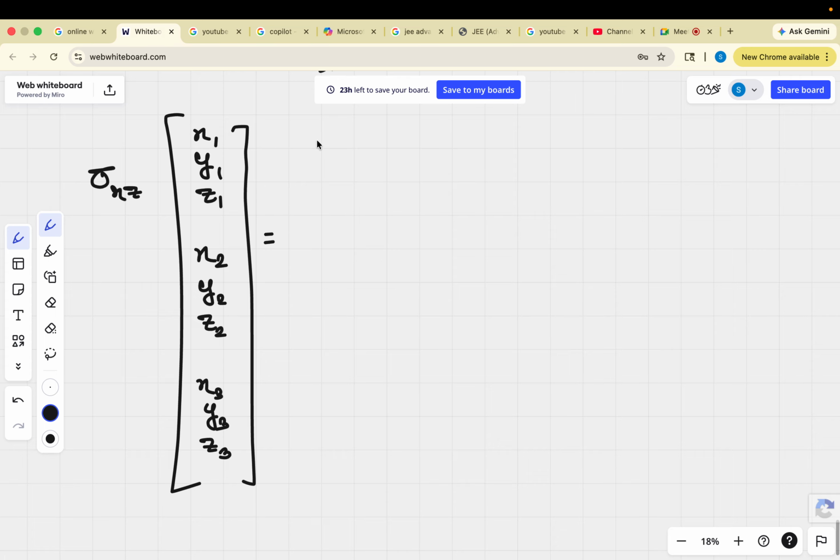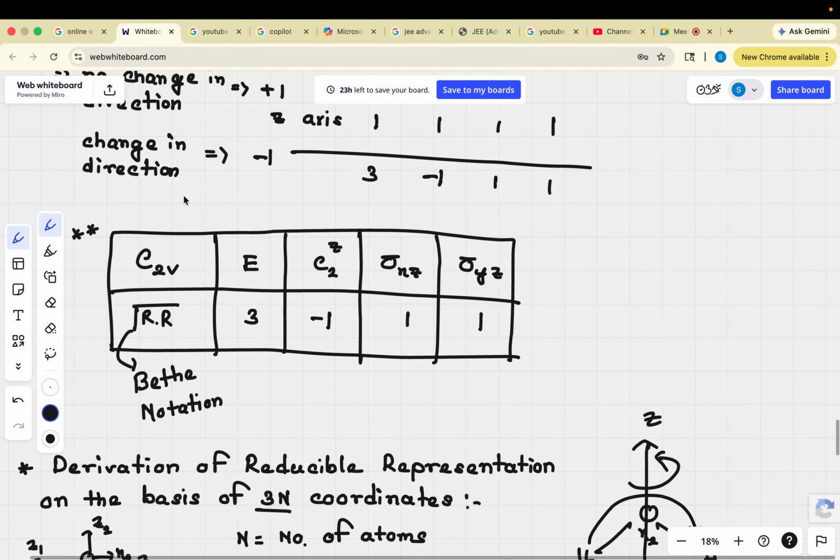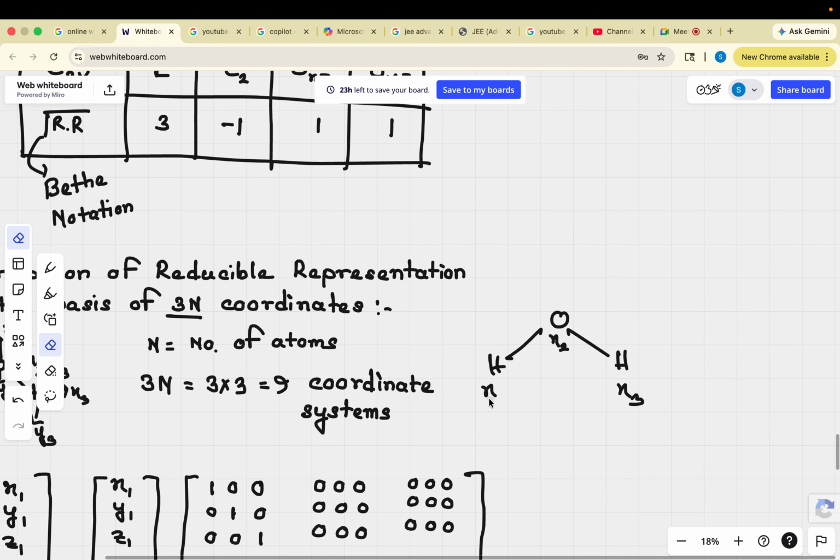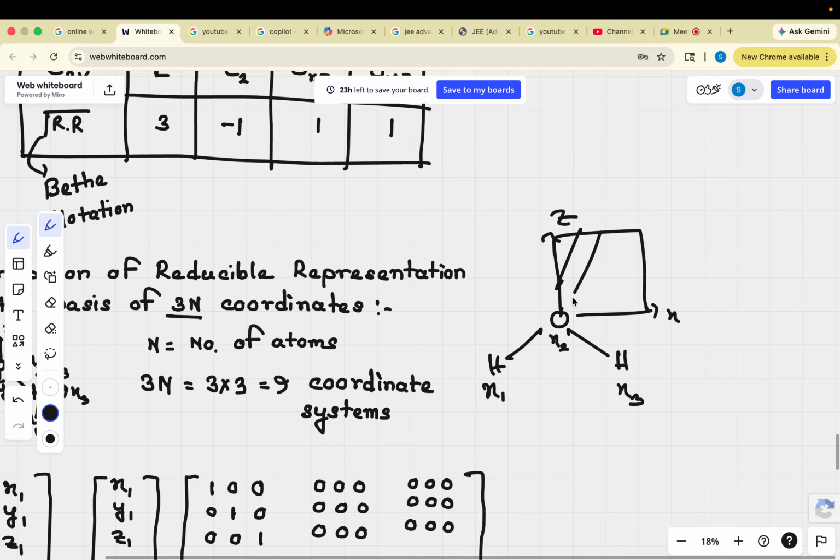So if I operate this sigma xz operator on this 9 coordinate system, that means the y will change. Now keep in mind xz you are applying, so that means this plane you are applying, right? So you have this water molecule, let me erase it first of all. So xz plane means what? This is your x-axis and this is your z-axis. So this plane we are talking about.